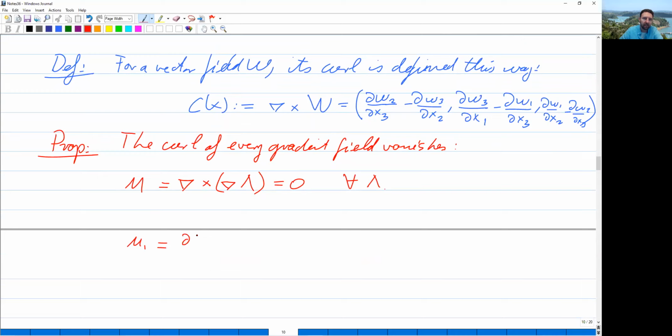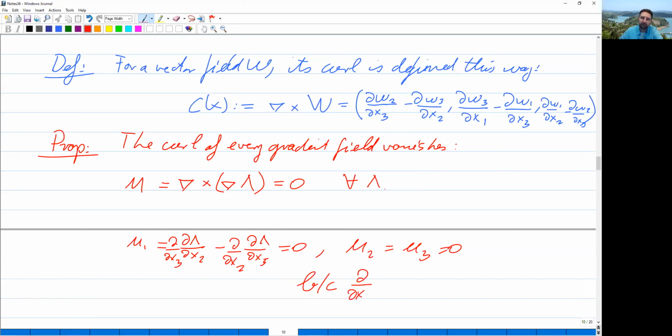So this is d lambda by dx2, differentiated with respect to dx3. So we have d by dx3 minus, and then this one is d lambda by dx3, but differentiated with respect to dx2. So d by dx2. So this is 0. And similarly, M2 equals M3 equals 0. Simply because d by dxi, d by dxj is equal to d by dxj, d by dxi. And so, yeah, the curl of a gradient vanishes.